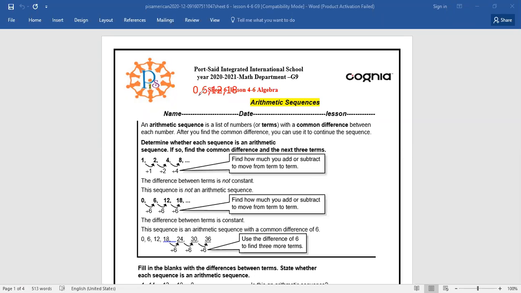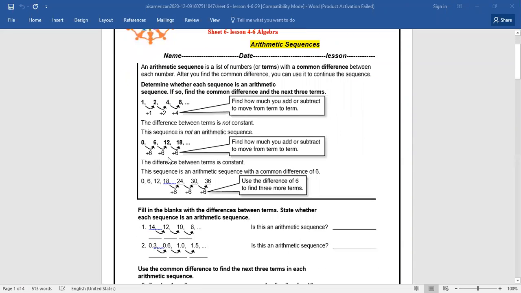What do you know? It has a common difference, which is positive 6. Thank you, Adam, exactly. Every time, 0 becomes 6, becomes 12, and then becomes 18. It's positive 6, positive 6, positive 6. So we will say that this one is an arithmetic sequence. The common difference is the number which you are going to add or subtract each time.